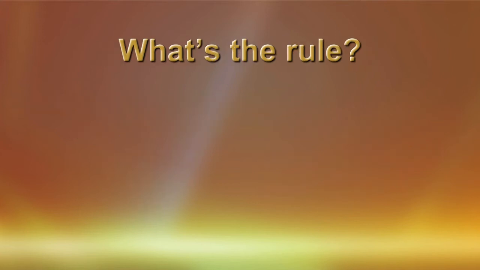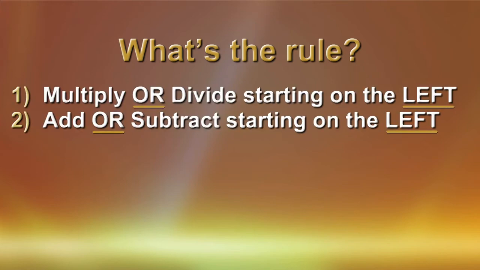So what's the rule? We've done a lot of adding and subtracting and dividing and multiplying. What's the rule? What do we do first? Well, first, multiply or divide starting on the left. And do all the multiplying and dividing first, and then go to number 2. Add or subtract starting on the left. Remember, it's very important to do each step starting on the left.